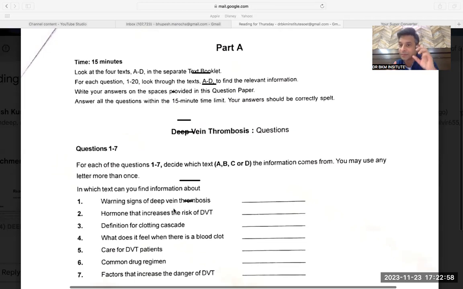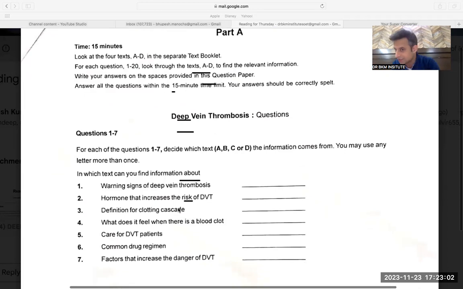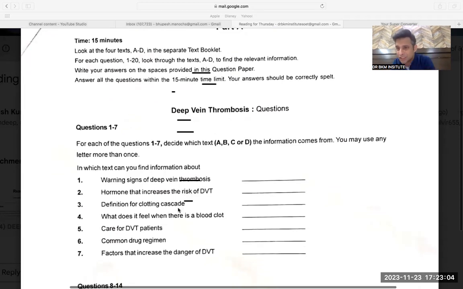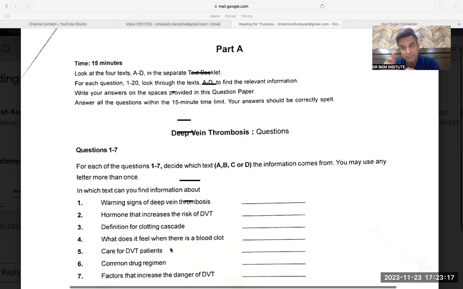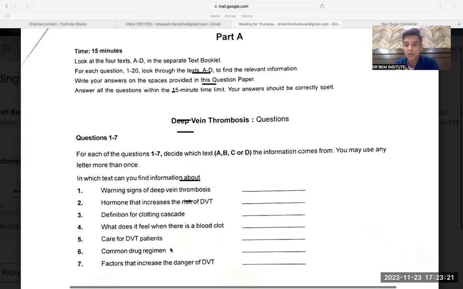Only by reading the headings of the texts A, B, C, D, the definition of clotting cascade we have found in D. At least one question is 100% safe. How does it feel when there is a blood clot? After a blood clot, what is the feeling? Pain, that feeling word. So 100% should be A. Care for DVT patients, 100% should be C. Care means the kind of therapies, other therapies. Common drug, 100% should be D.